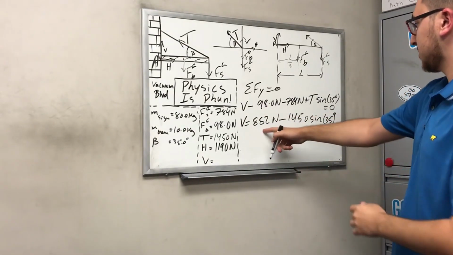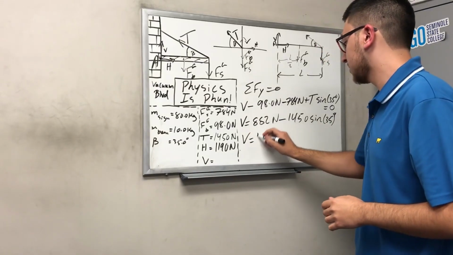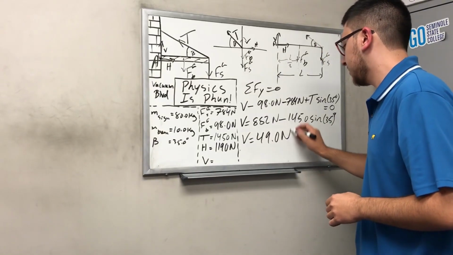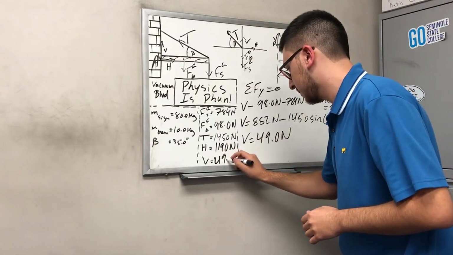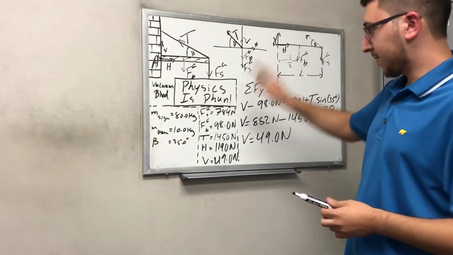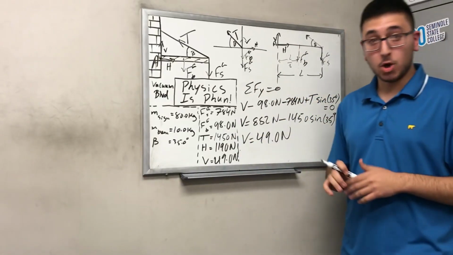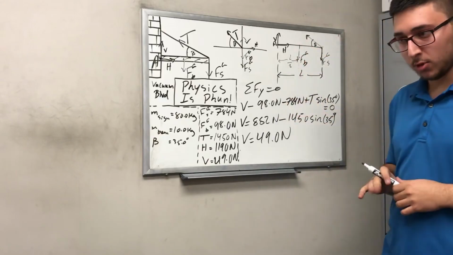So let's plug this into our calculator, and we're going to get that V equals 49.0 newtons. So now the problem is complete. We have all of our forces figured out, and I hope you guys enjoyed this static equilibrium problem.